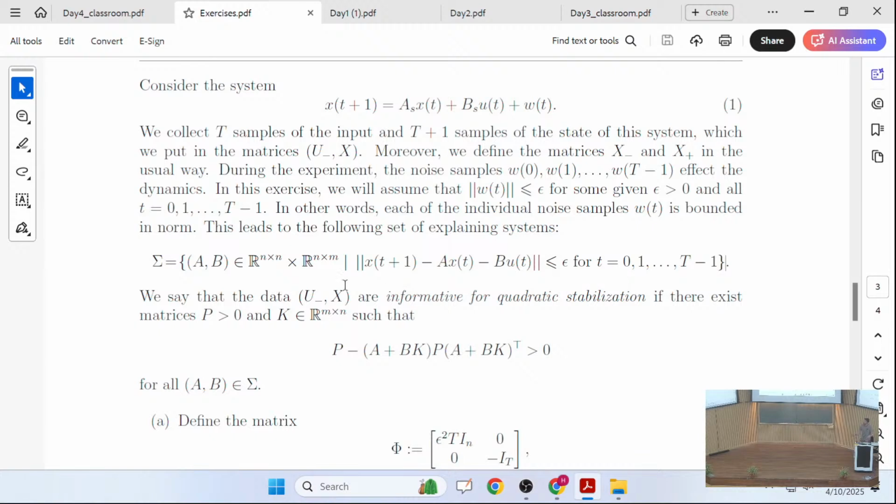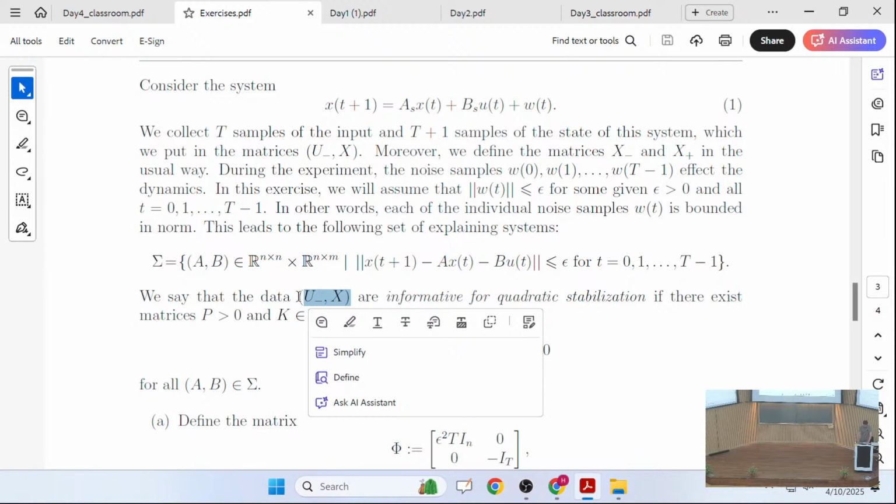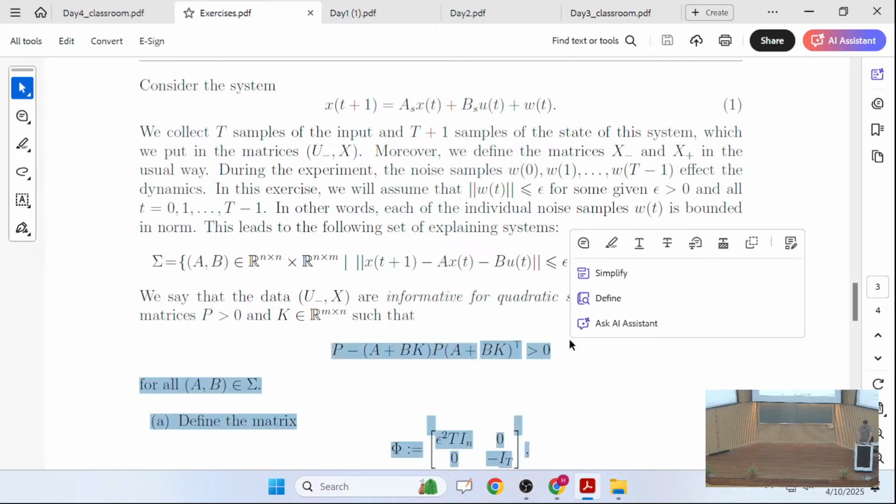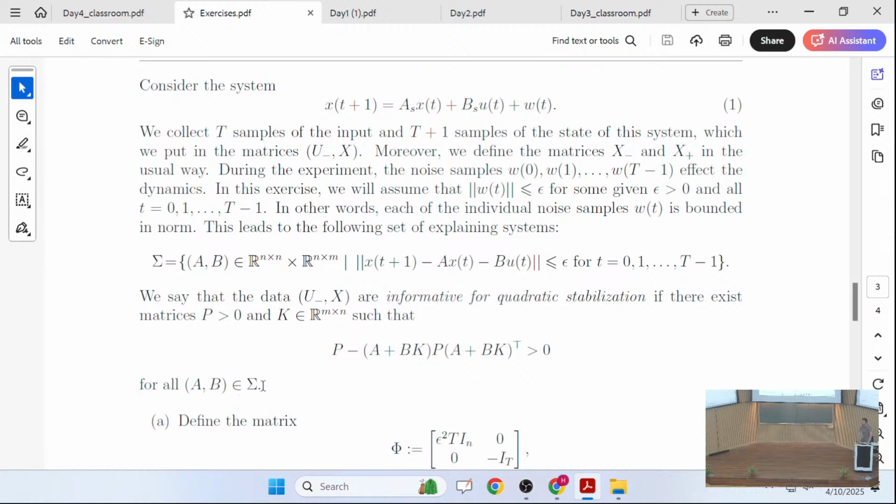Again, in this context, I define informativity for quadratic stabilization. So I say that my data u, x over here are informative for quadratic stabilization if there exist matrices P, positive definite, and K, such that this Lyapunov inequality holds for all A, B in sigma. So this is the same definition for informativity for quadratic stabilization that we've seen in the lecture.